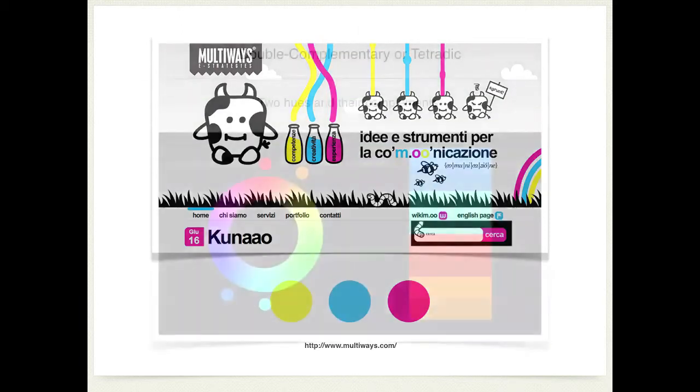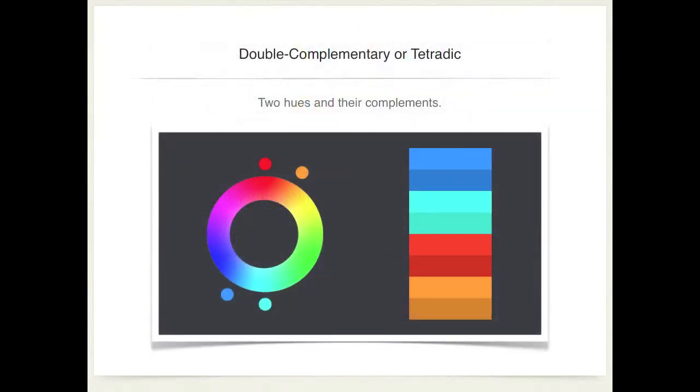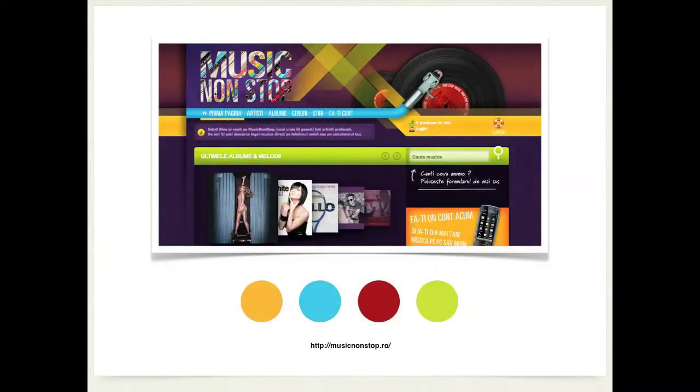Next one is double complementary or tetradic. Simple as well, two hues and their complements. A good example is Music Nonstop. So we have blue plus orange that are complementary, and then we have red plus green, which are also complementary. Of course, they are not being used as pure colors. The various degrees of brightness and saturations are applied, but in essence they are complementary colors.